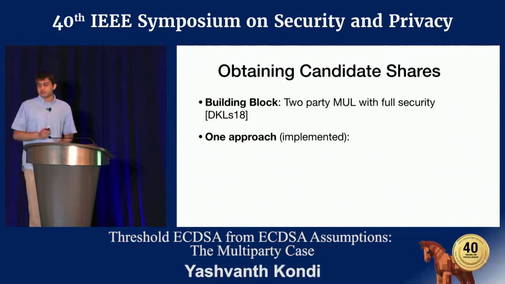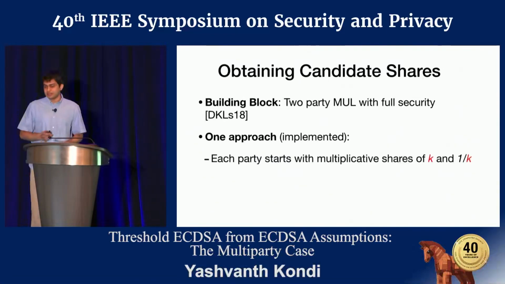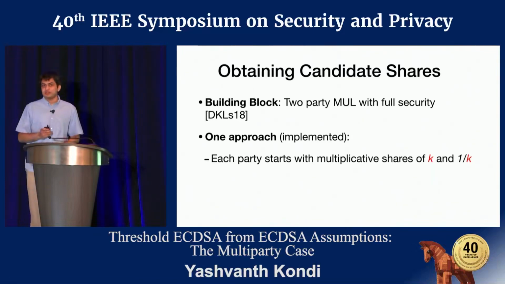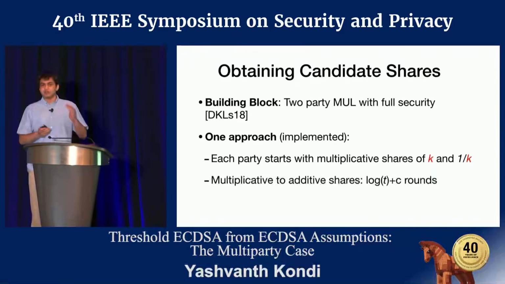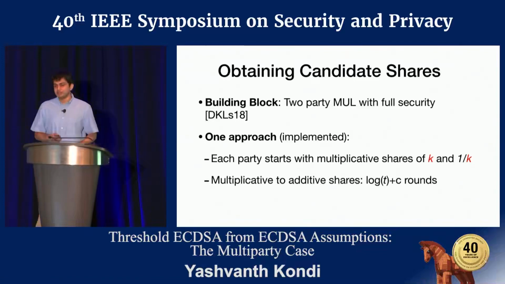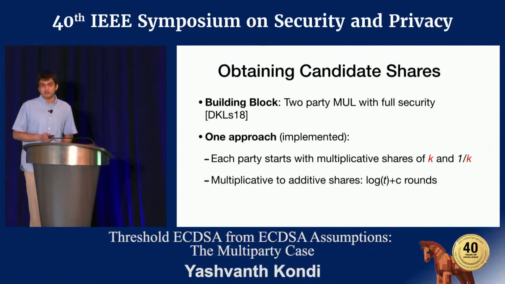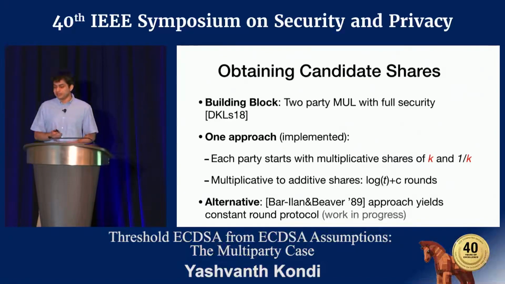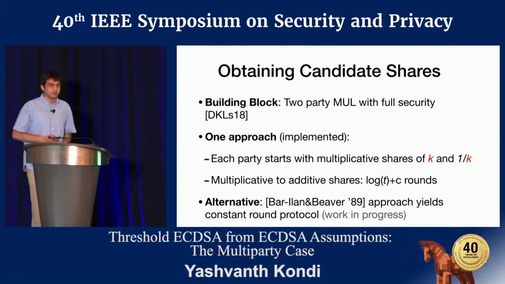And one approach to get candidate shares for k and its inverse is to have each party start with multiplicative shares of k and its inverse and run a conversion protocol to get additive shares out of this. This costs rounds logarithmic in the number of parties. Alternatively, we could use the well-known approach of Bar-Ilan and Beaver to get a constant round protocol, and we're working on this for our journal version.